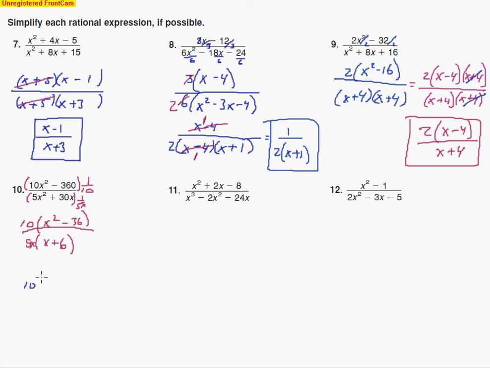So let's go ahead and rewrite the 10. I got an x minus 6 and an x plus 6. And then down below, I've got the 5 times x and an x plus 6. So at this stage, we can go ahead and do some reducing. So you see how those x plus 6's are going to cancel. They're the same on the top and bottom. 5 goes into this 10 2 times. So our answer is 2 times x minus 6 over x. And there is our answer.